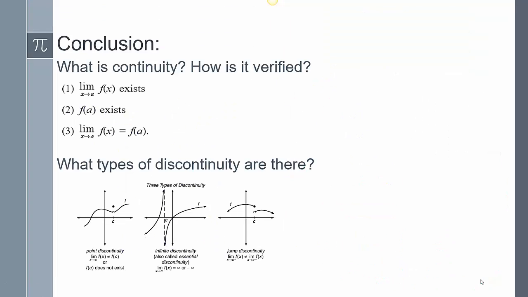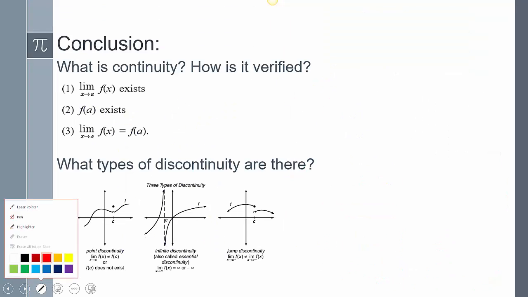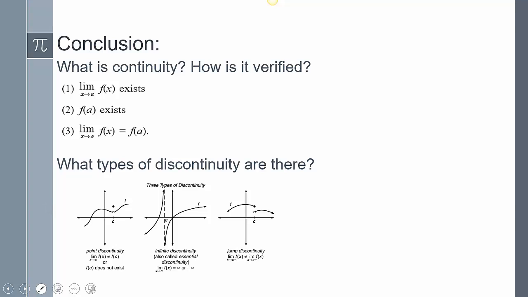To conclude this lesson, what was continuity that we went over in our lesson? Well, we said that 3 things have to be true. The first, as x approaches a certain number of our function, the limit of that has to exist. The second was the value of that function has to exist. And then the third, they both have to equal each other.